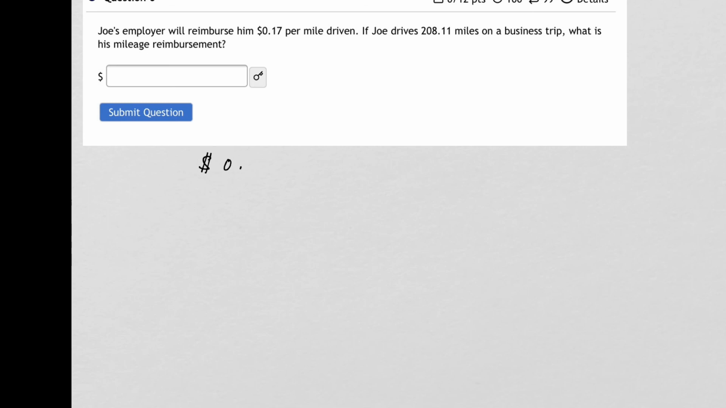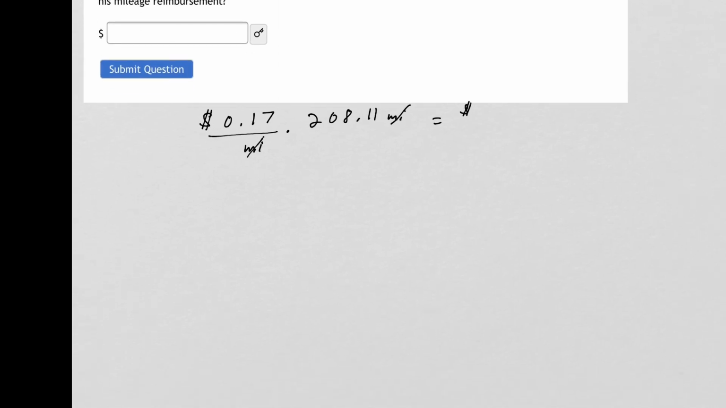Joe gets $0.17 per mile, and I want to multiply by the total number of miles driven, which is 208.11. Miles will cancel, and I'll get my answer in dollars. So I'll know how many dollars he gets reimbursed. So really, I'm just multiplying these together. I usually write the larger number first, and then the smaller number. You don't have to do that, but it's much cleaner to do it that way.